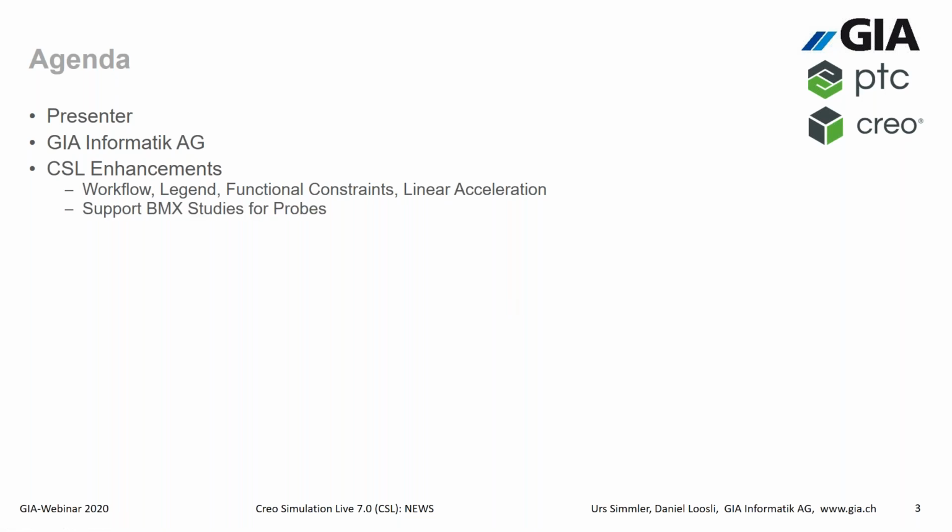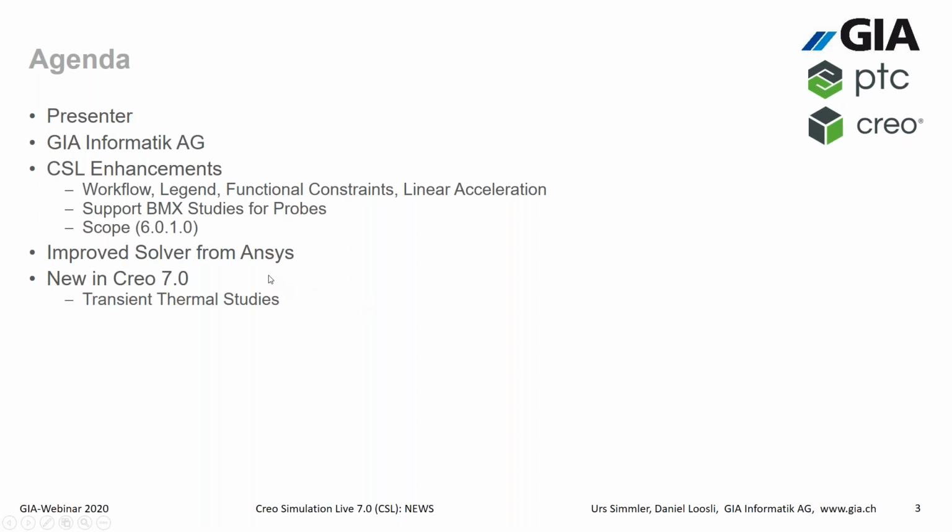First, this is my agenda. I'll talk about me and the company I'm working for, GIA Informatik, and then we'll see the enhancements of Creo Simulation Live in the older versions 4, 5, and 6. Then we'll see some new information about the solver, and this is updating it. We'll have better performance, and then we'll see the news in Creo 7.0. And we'll see the new product in Creo 7.0 called Creo Simulation Live Fluids.